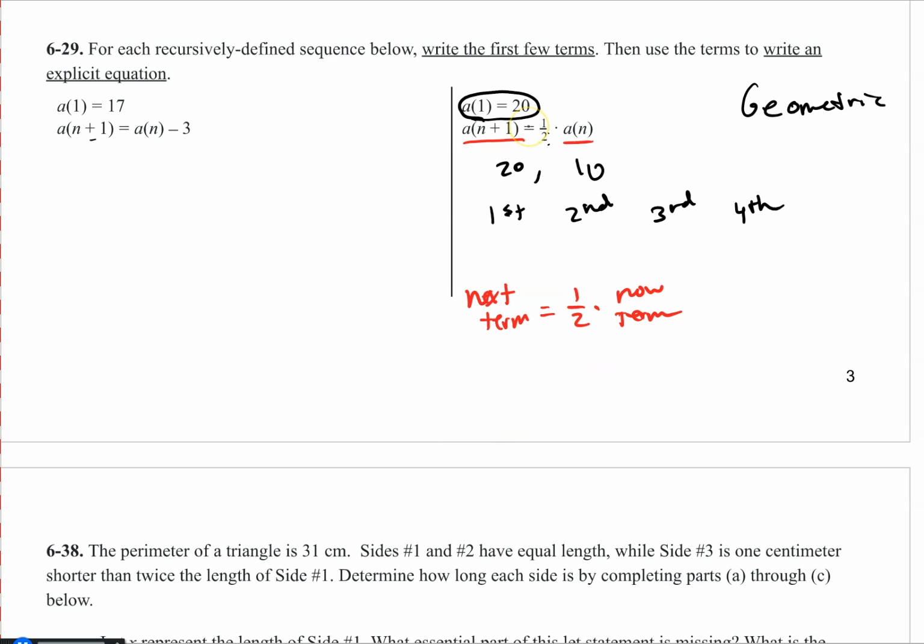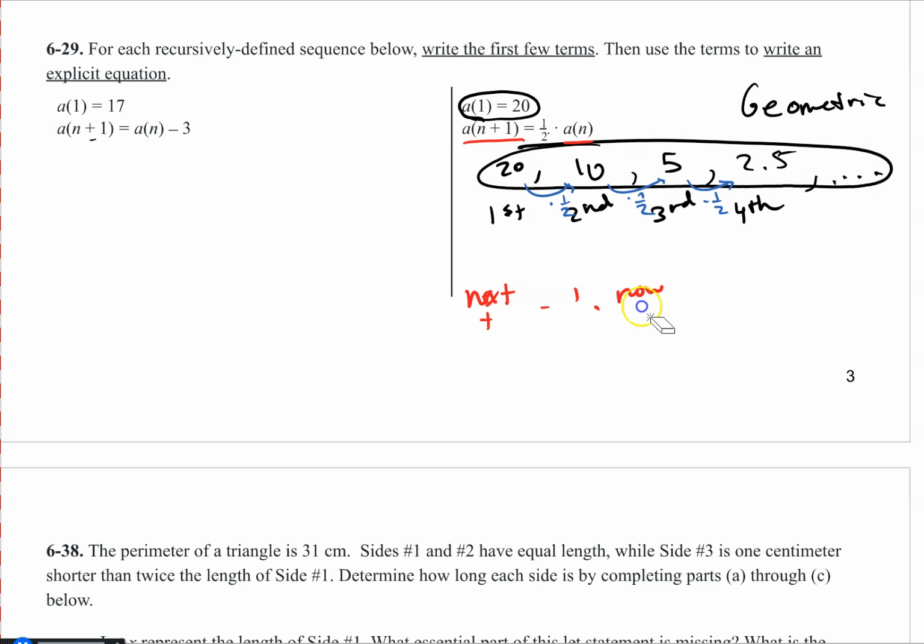Okay, so now we have 10. So to find the next term, to find the third term, it's a half times what we have now, which is 10, and half of 10 is 5. So you can see that this tells you how to get to the next term, and really all we're doing is multiplying by a half. And half of 5 is 2.5.